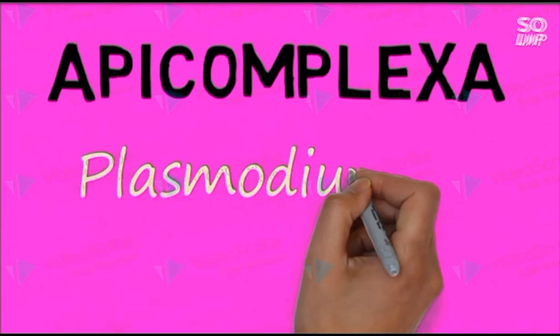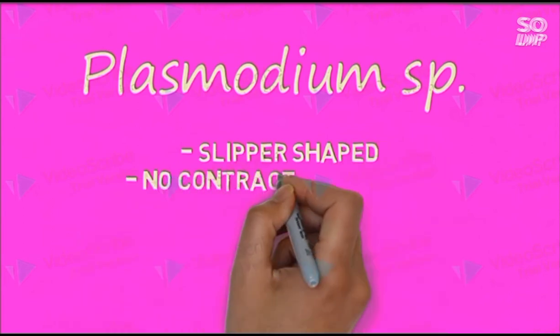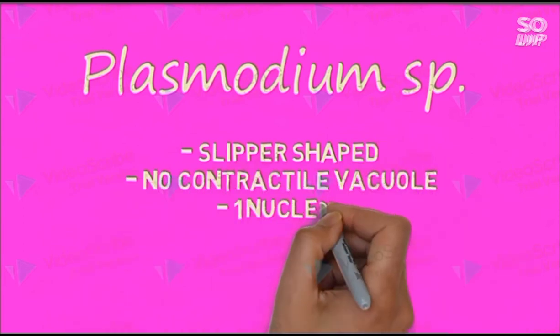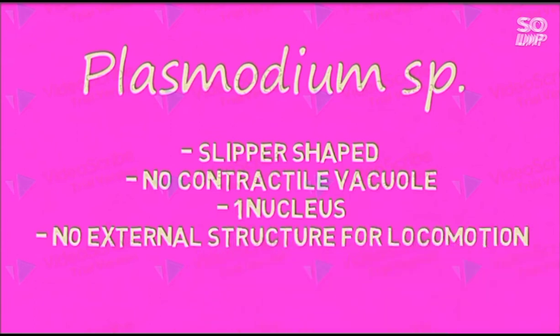One example of Apicomplexa is Plasmodium. Plasmodium has a slipper shape just like Paramecium. However, Plasmodium has no contractile vacuole. It has only one nucleus and has no external structure for locomotion.